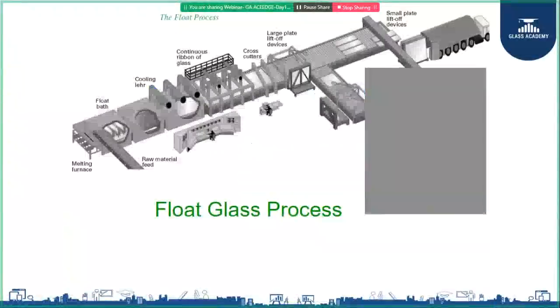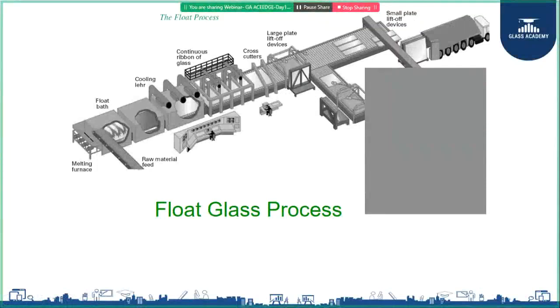So let's start with the manufacturing of the basic float glass. The basic raw materials of glass are silica, dolomite, calcite, and soda ash. One major ingredient is the broken glass itself, which is called cullet. All these raw materials are mixed in batches, and the first stage of glass production is the furnace, where all these raw materials are molten at a temperature of 1650 degrees Celsius.